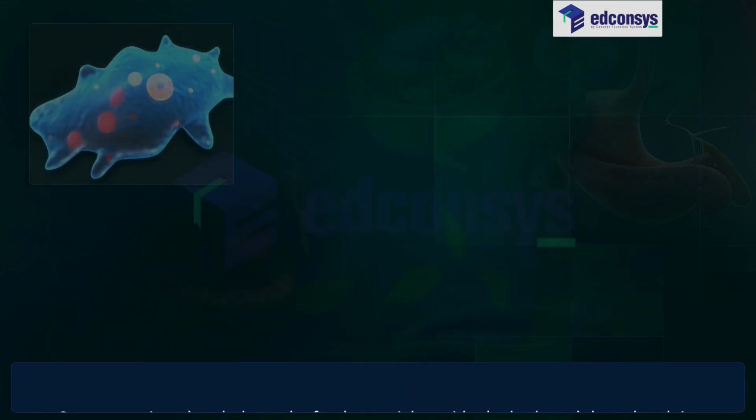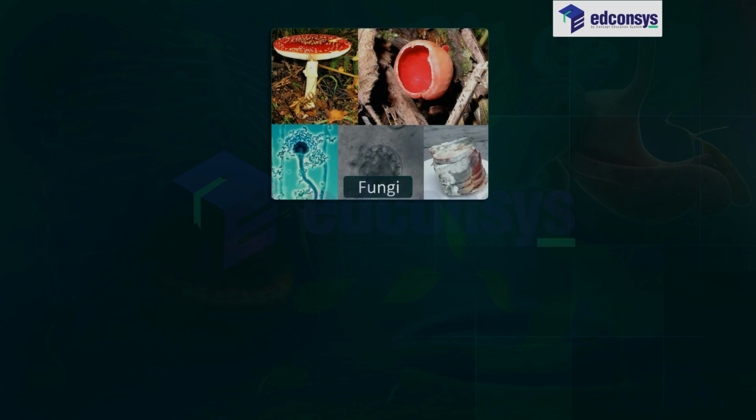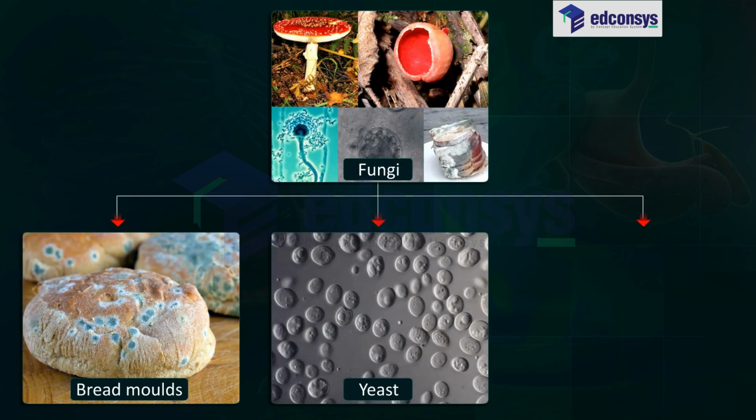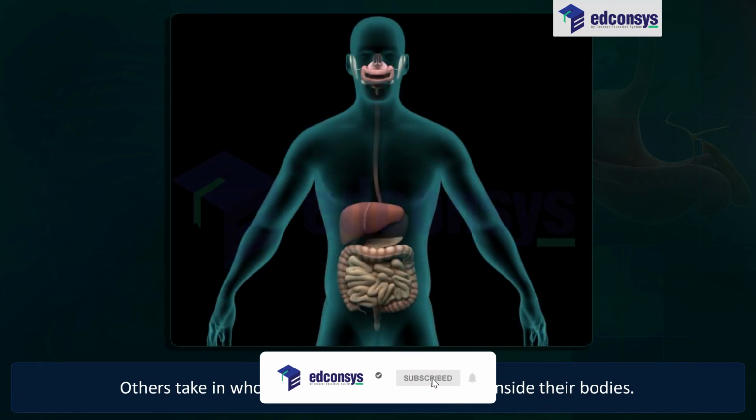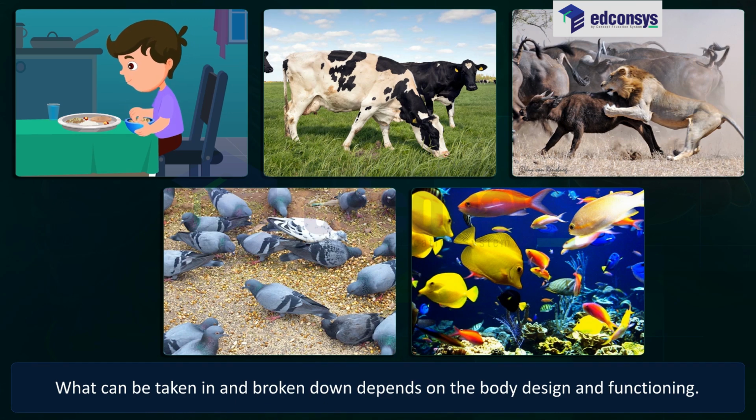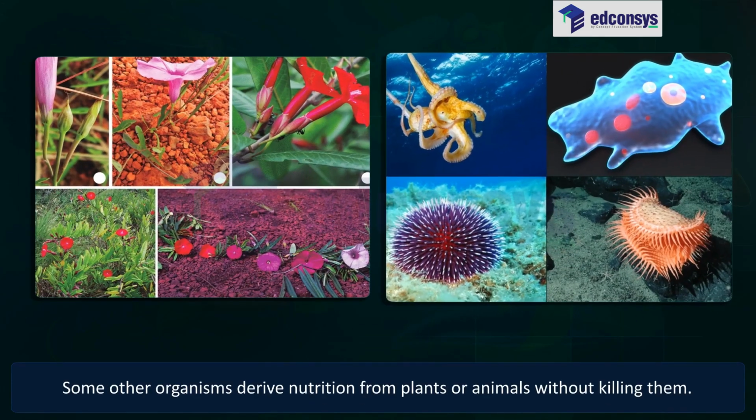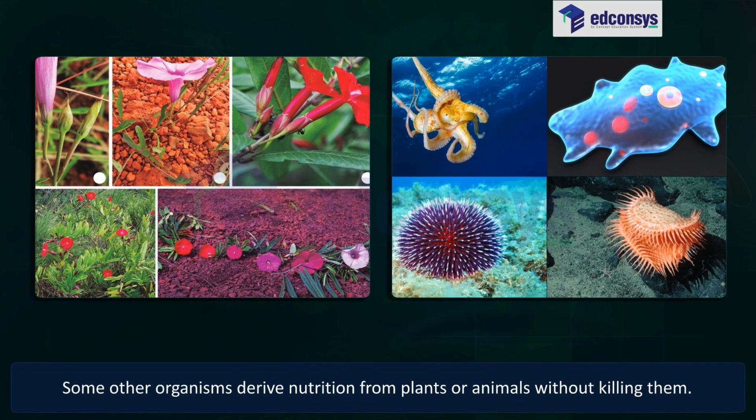the organism. Some organisms break down the food material outside the body and then absorb it. Examples are fungi like bread molds, yeast and mushrooms. Others take in whole material and break it down inside their bodies. What can be taken in and broken down depends on the body design and functioning. Some other organisms derive nutrition from plants or animals without killing them.